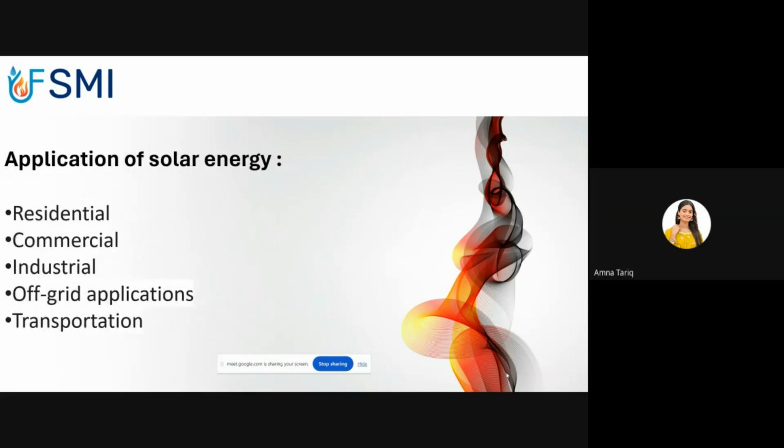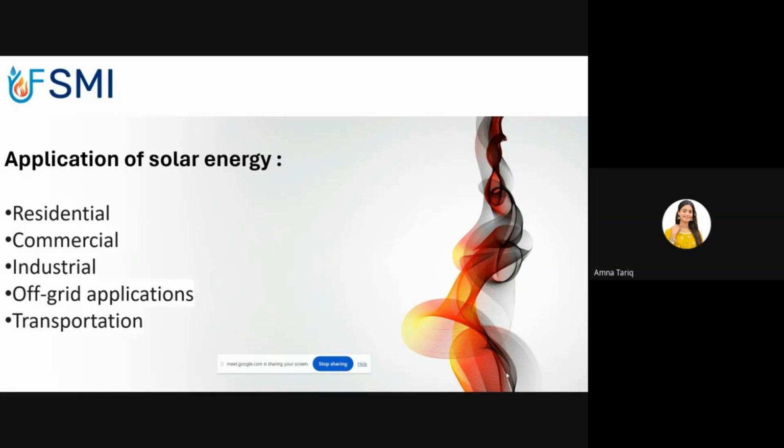And next is applications of solar energy. There are many applications of solar energy: power for homes, water heating, commercial, industrial, off-grid applications, and transportation. We know that solar energy can be used in various applications. It is commonly used in homes to provide electricity and hot water. Businesses and institutions are increasingly turning to solar power to reduce their energy cost.